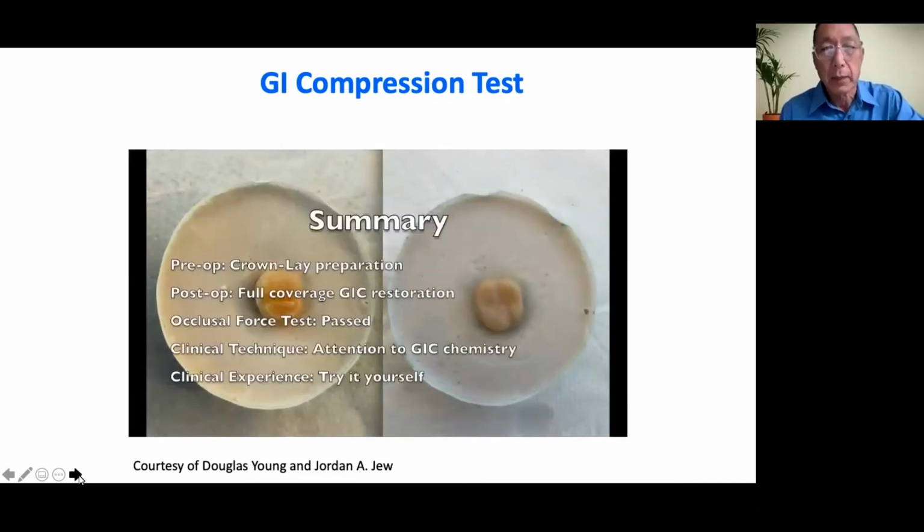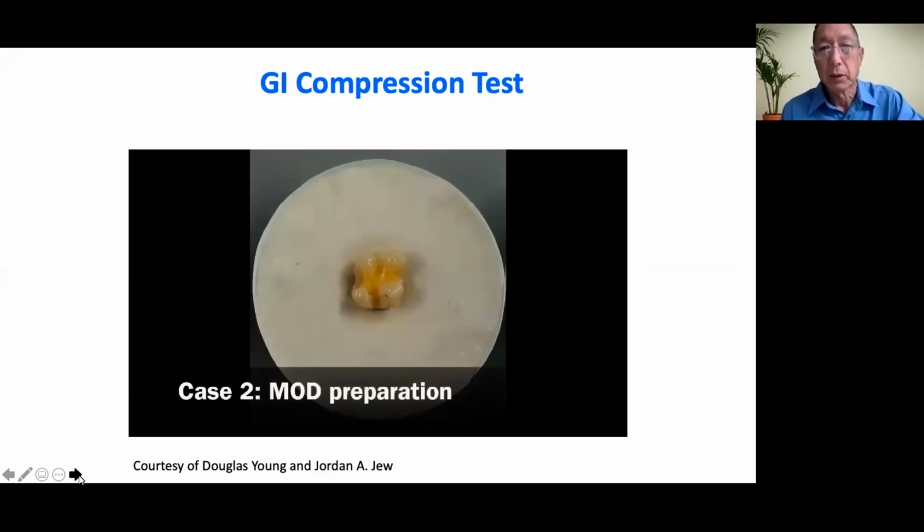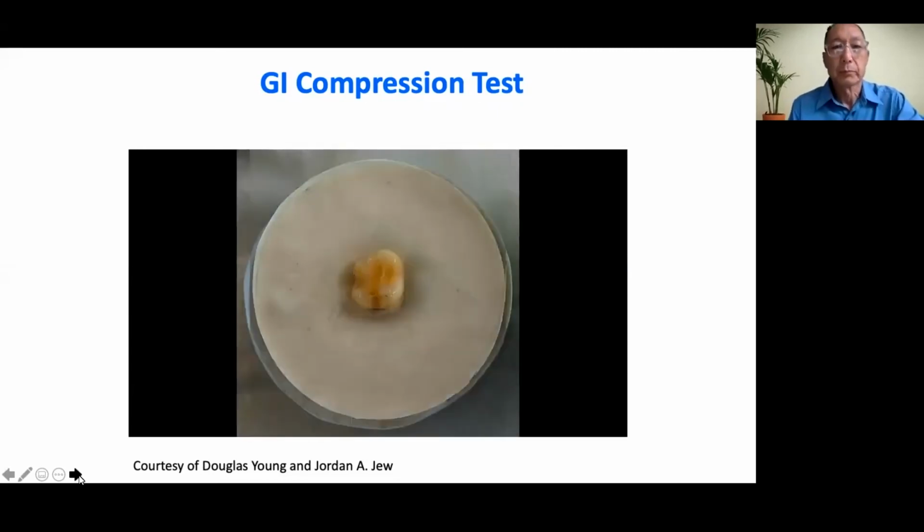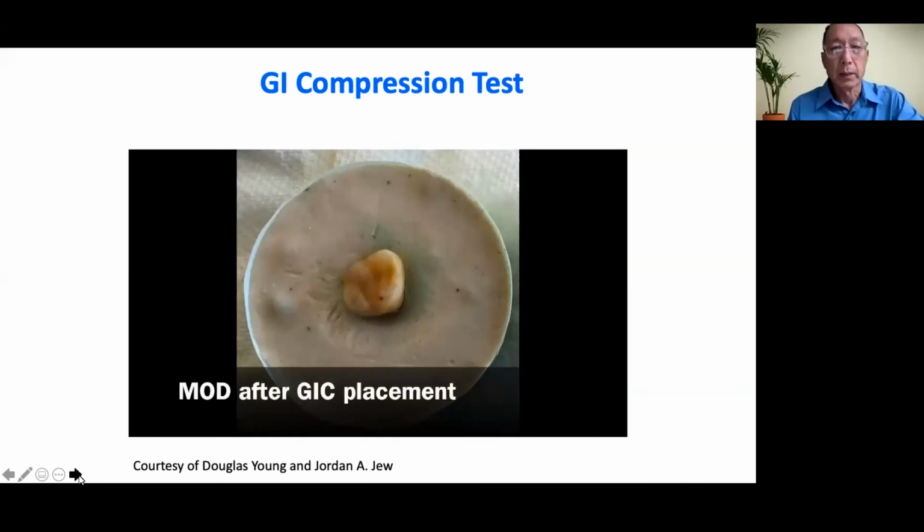So I hit the glass ionomer. Let's see what happens when I hit the enamel. In this case, I'm going to do an MOD preparation and try to hit the cusp tips of the enamel to try to get it to separate from the glass ionomer. And again, we mark the margins in pencil for you.